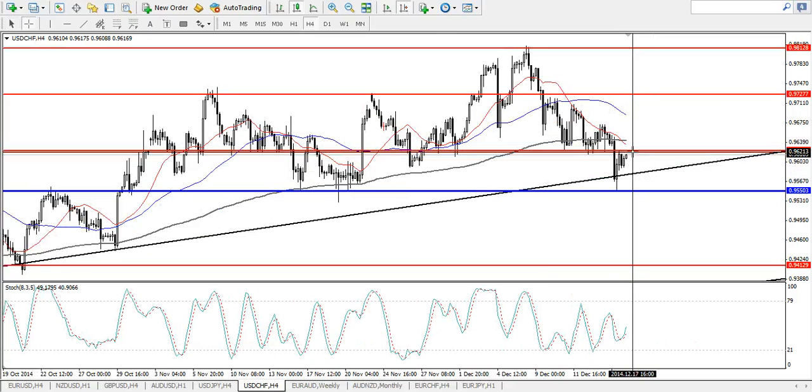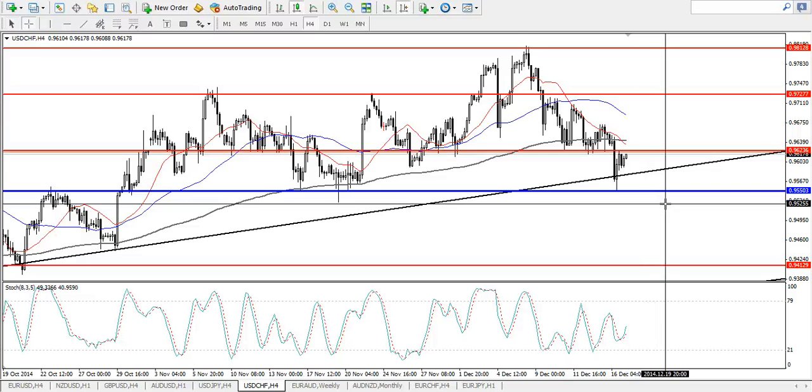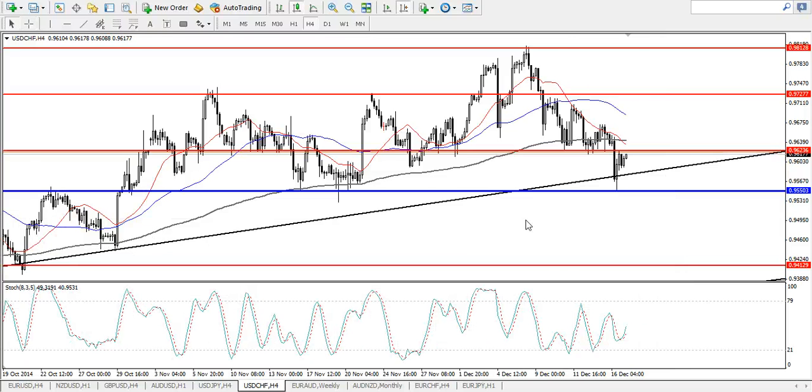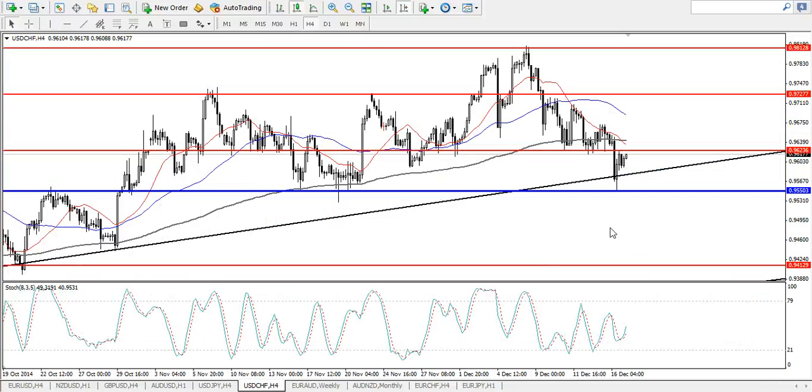However, if price were to fall again, then the first support level we shall look for is at 0.9550, the final exhaustion level of 161.8%, and breaking below means the price can fall all the way to 0.9412, the next support level. So that's for the dollar against the Swiss franc.